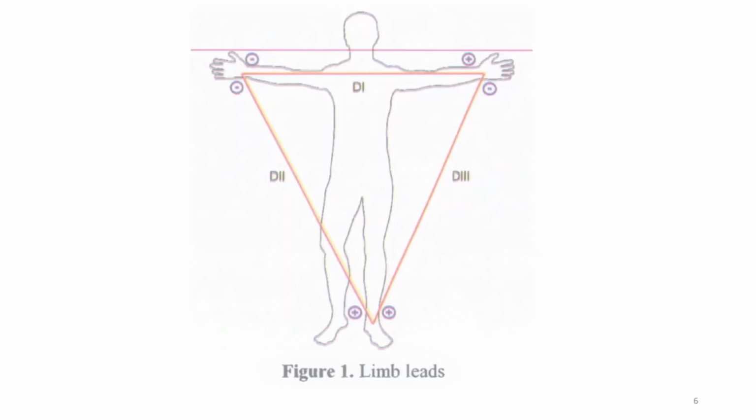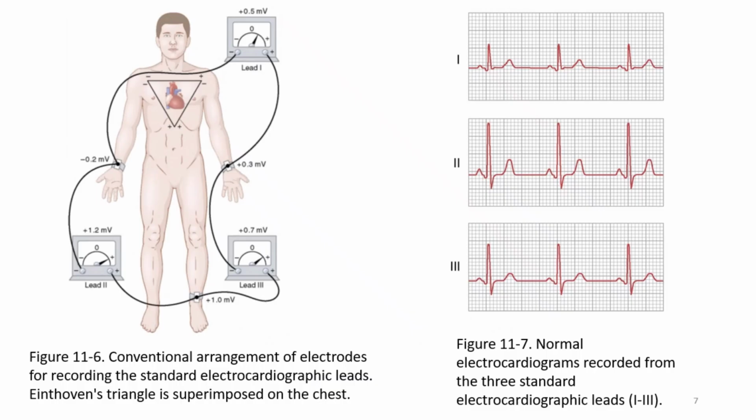You see here the electrodes: D1, positive electrode in the left arm; D2, derivation 2 or lead 2, in this case the right arm is negative and the left leg is positive; and in derivation 3 again the left leg has the positive electrode connected. Here you see the derivations D1, D2 and D3.